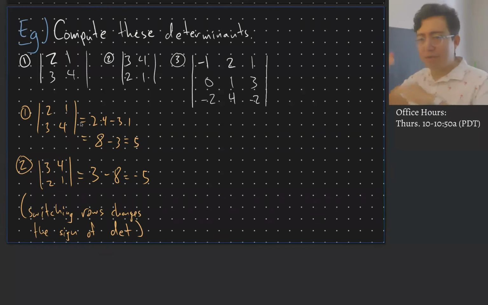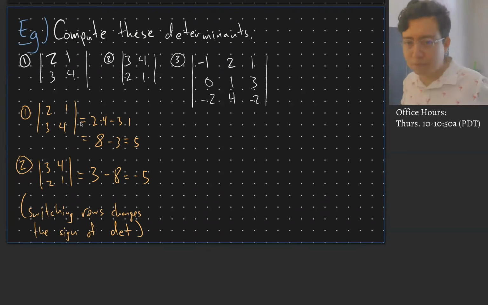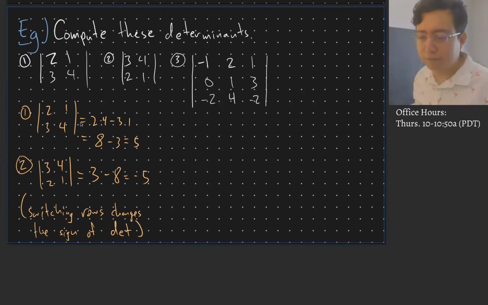So if you have to compute the determinant of 2 matrices, but you notice that one of them is just the same as the other one, except that 2 of the rows are switched, then you know you could just compute the one and throw a negative on it for the other one. Or take off a negative if it was already negative, right? Cool.